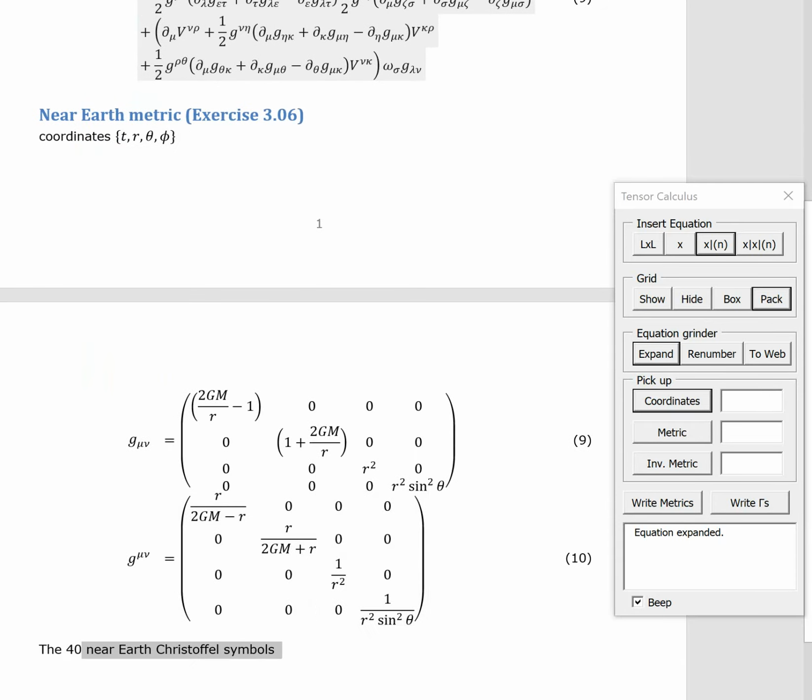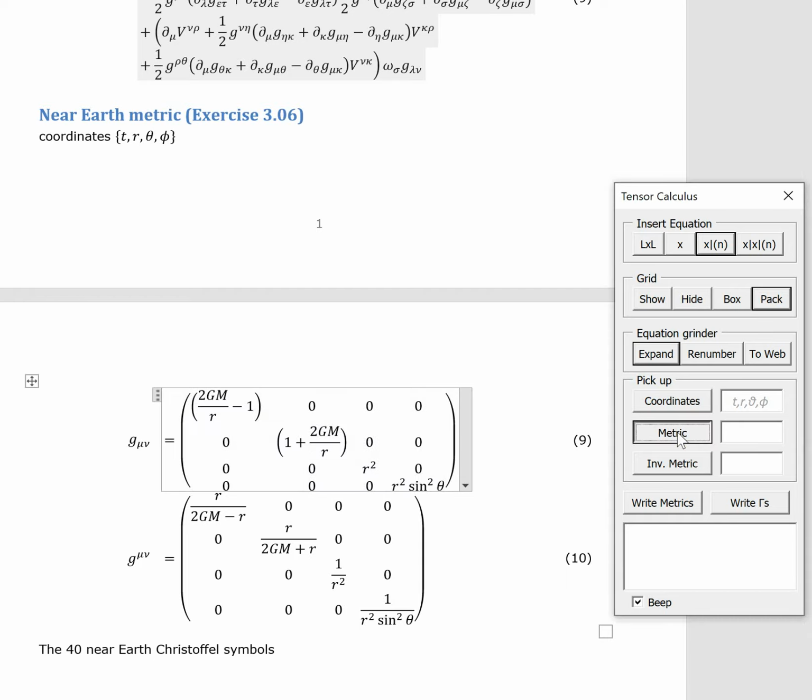And right, so now looking at this near-Earth metric, which I had to use in exercise 3.06, the coordinates are time, distance out, and 2 angles like longitude and latitude. So I pick up those coordinates, it shows me what I've got there, and this is the metric which we were given.